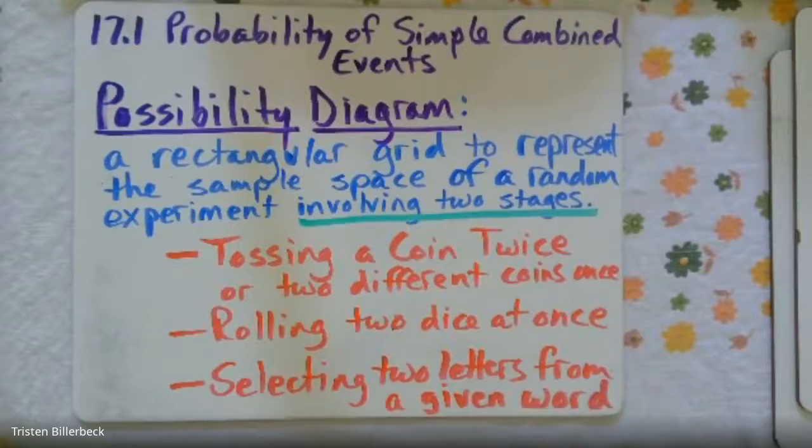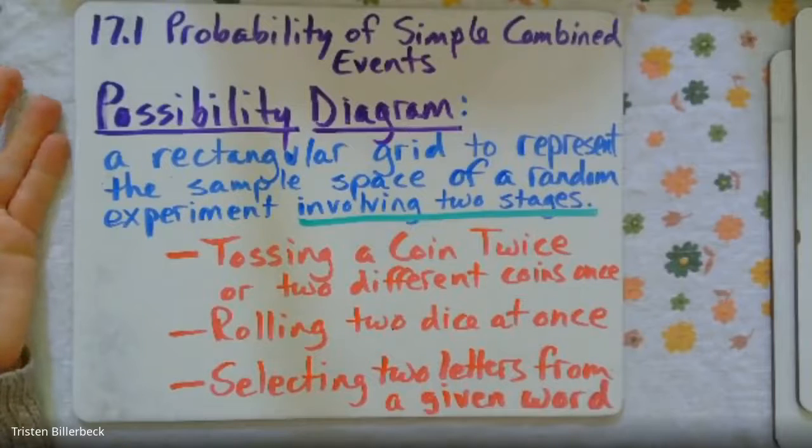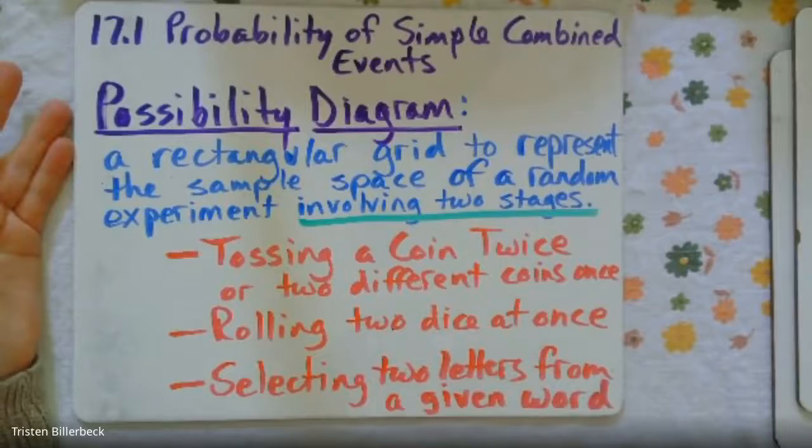Morning, this is Miss Billerbeck, and we're going to talk about 17.1, Probability of Simple Combined Events. In order to organize simple combined events, a possibility diagram is an amazing tool.